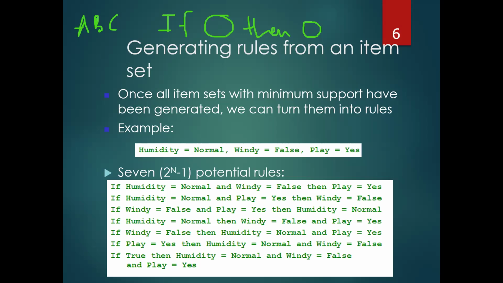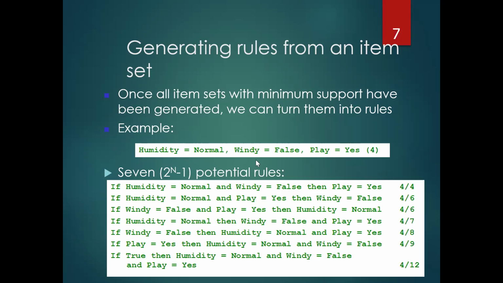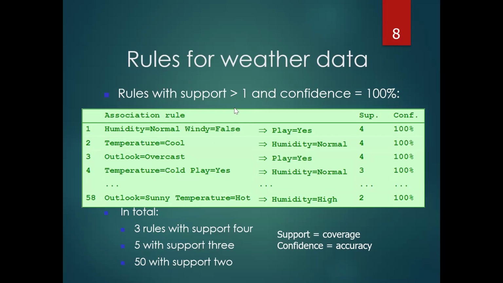Okay, so having said that, let's move to the next one. Now we can calculate the accuracy. We discussed: you start with the item sets, you create rules. Now you have to calculate the accuracy of the rule. What do we mean by accuracy? Take this rule: humidity normal and windy false. How many times does this happen in the data set? That's what we are going to look at in our data set.